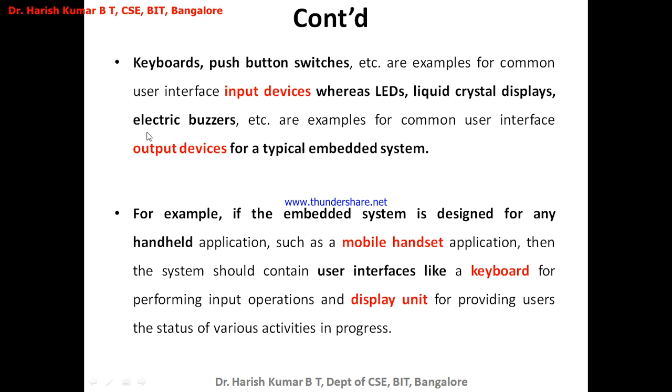And similarly, what are the output devices for a typical embedded system? The output devices can be LEDs, LCD displays, and even electric buzzers. A few examples are listed here, but you can have plenty of input devices and output devices.